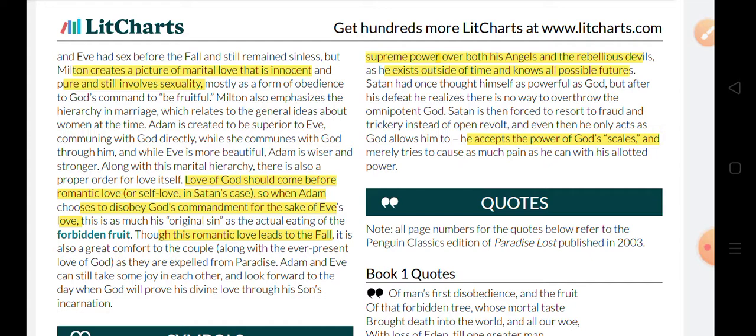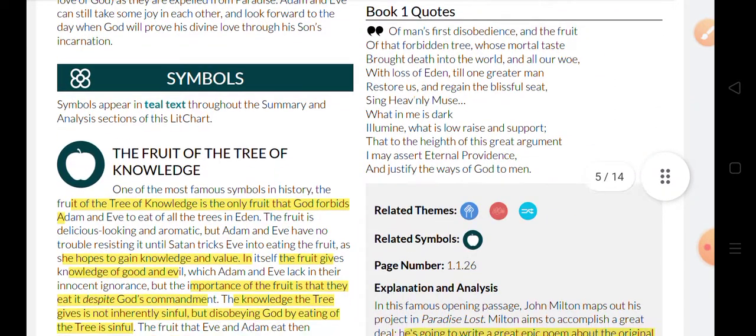And it's the love that has compelled Adam to eat that fruit. It's his love for Eve, that he cannot live without Eve or be separated from Eve. So for the sake of love, he eats that fruit. And love of God should come before romantic love. So when Adam chose to disobey God's commandment for the sake of Eve's love, this romantic love leads to their fall. And now we'll see symbols.